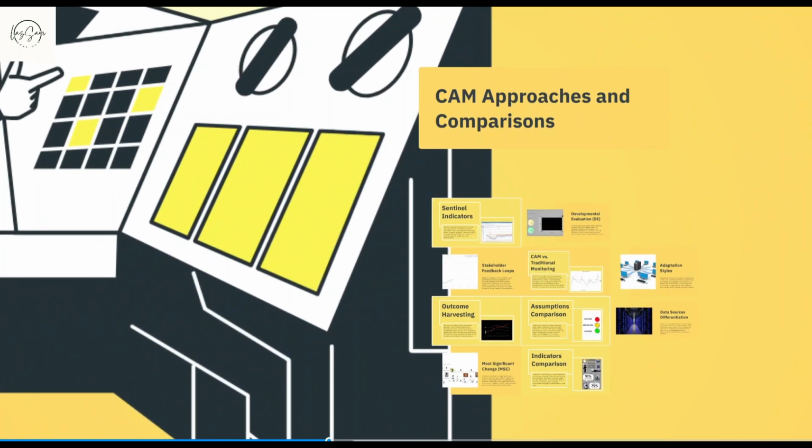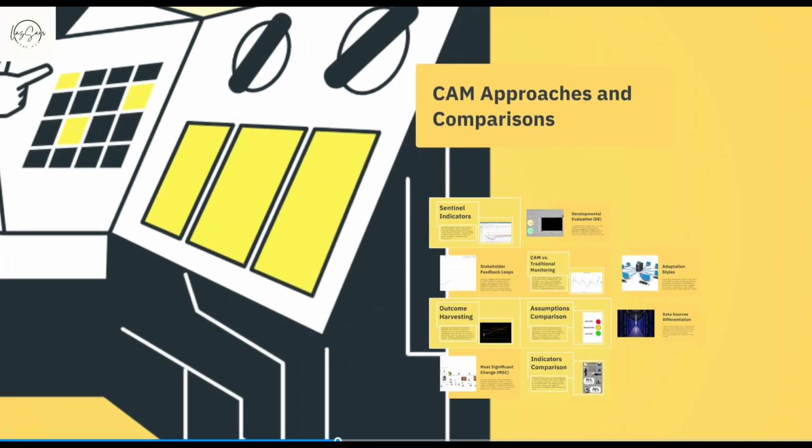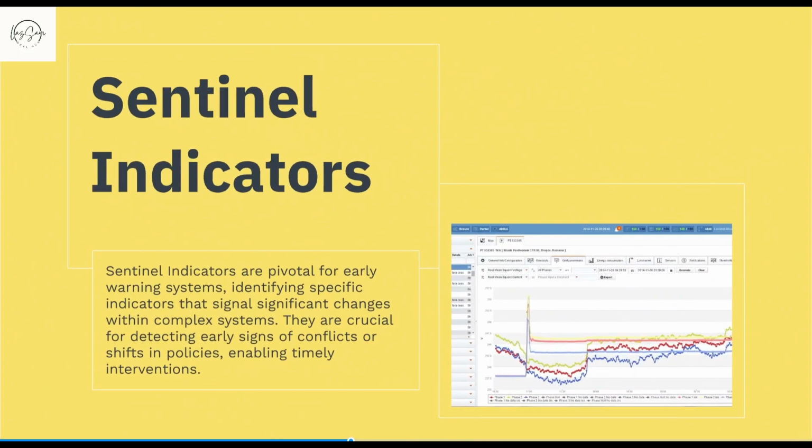Next, we're going to look at CAM approaches and comparisons. Sentinel indicators. Sentinel indicators are pivotal for early warning systems, identifying specific indicators that signal significant changes within complex systems. They are crucial for detecting early signs of conflict or shifts in policies, enabling timely interventions.